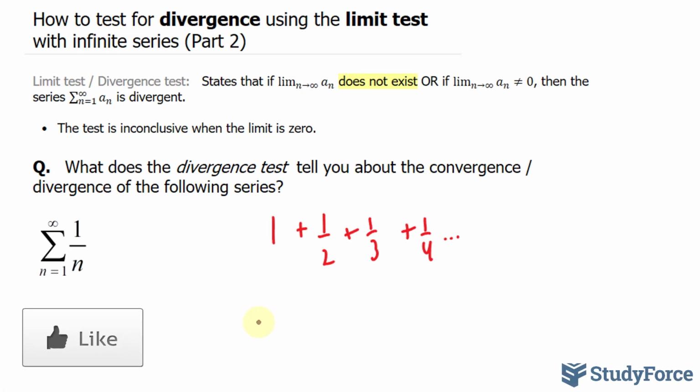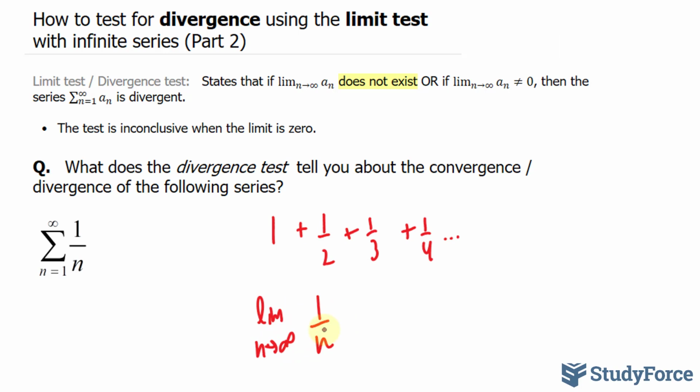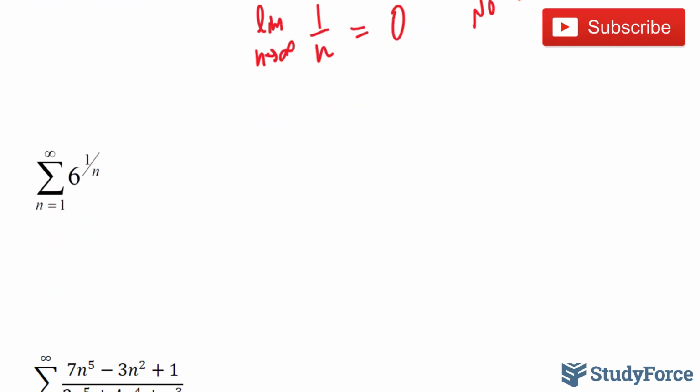So what we will do here is take the limit as n approaches infinity for our sequence function 1 over n. And if we take the limit of 1 over n, we'll end up with 1 over a very large number, and that eventually goes to 0. Because we get a result of 0, no conclusion can be made. Let's move on to the next one.